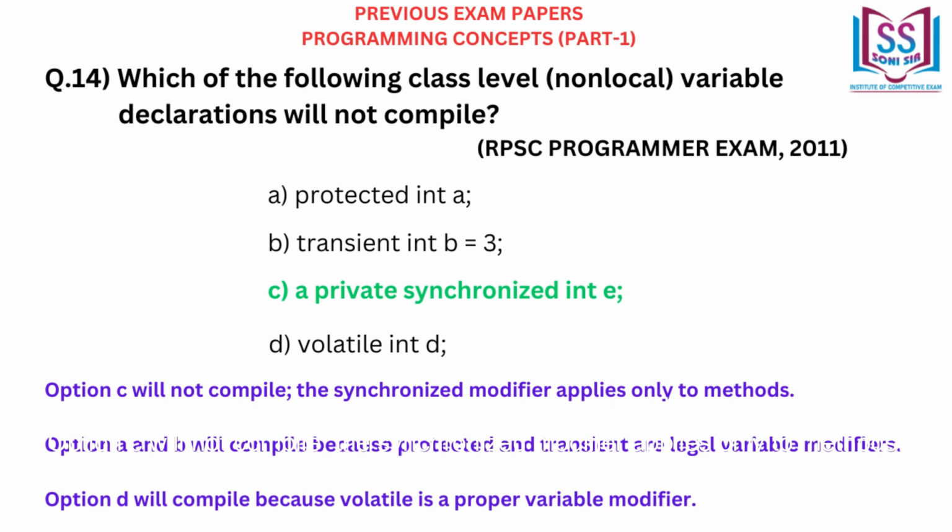Private synchronized int E. Option C will not compile. The synchronized modifier applies only to methods. Options A and B will compile because protected and transient are legal variable modifiers. Option D will compile because volatile is a proper variable modifier.